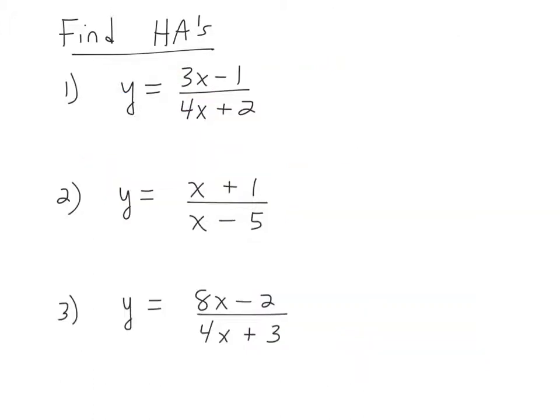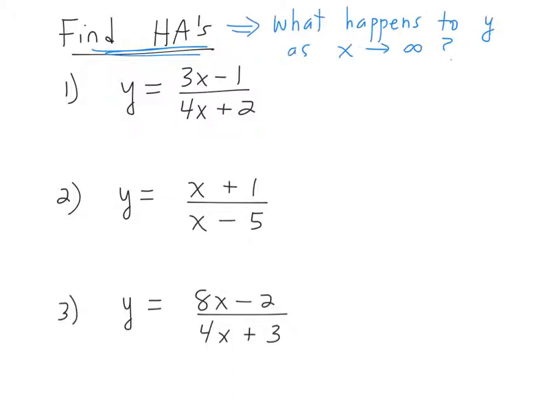In these examples, we're just looking to find the horizontal asymptotes. We won't worry about vertical asymptotes. Again, what this is essentially saying is what is happening to y as x gets really, really big. It's really important to keep that question in mind.